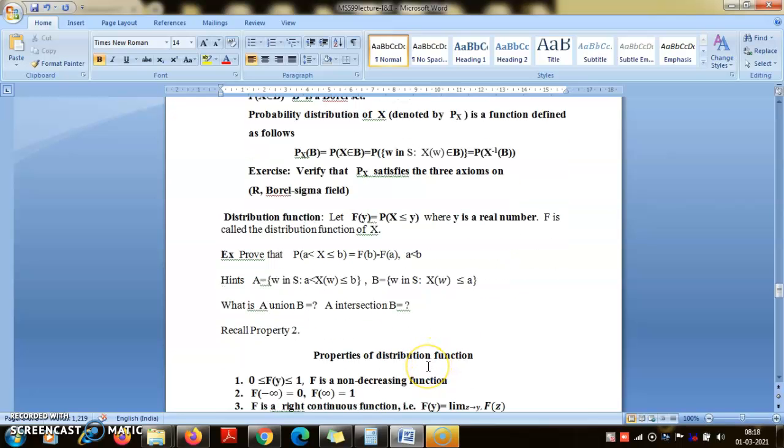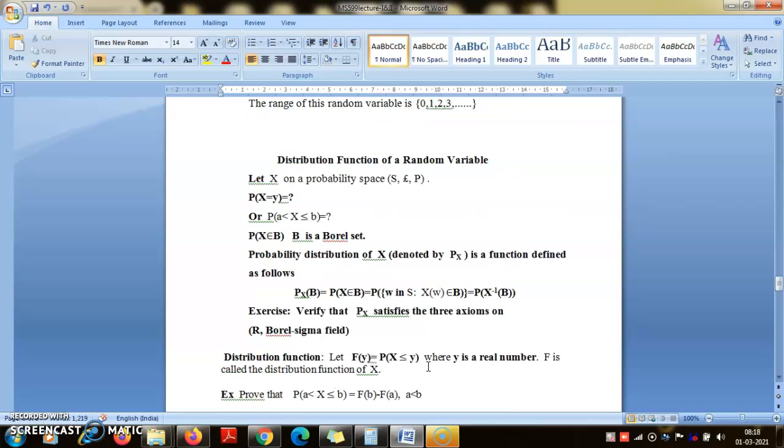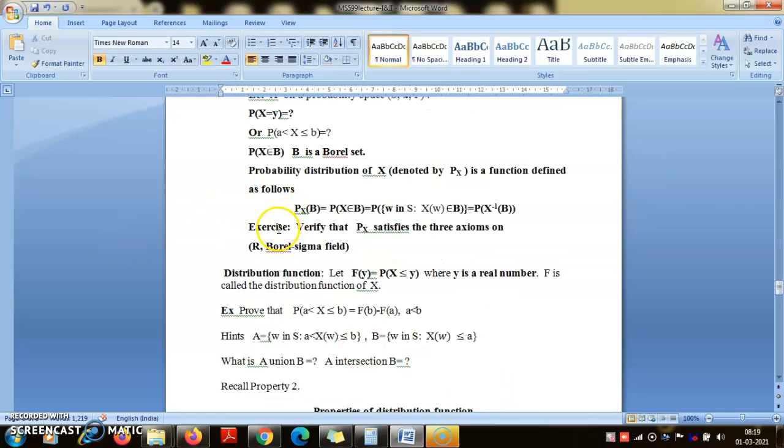Now probability distribution, why is it important? Because suppose X represents a certain variable of interest, for example height or weight or water level or number of heads in a sequence of coin tosses. For all this we would like to know the probability that X is equal to a particular value y, or X is between a and b, and so on and so forth. So we want to measure these probabilities, so we need the PX.